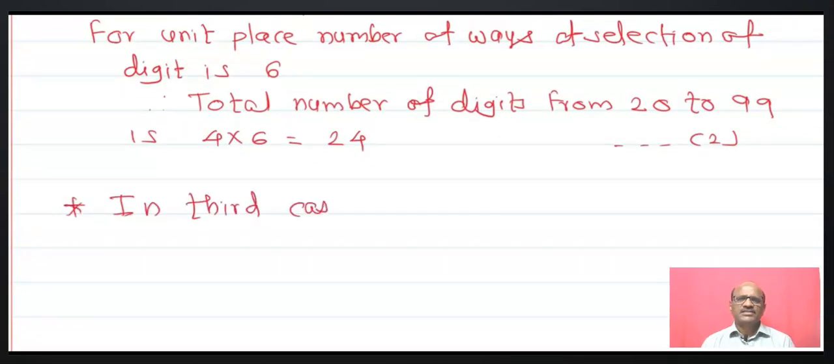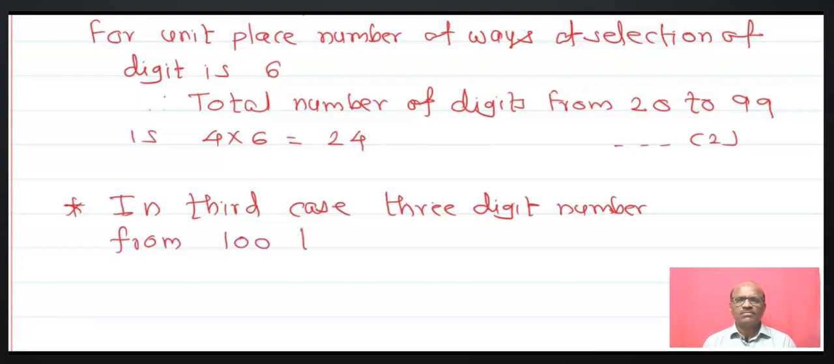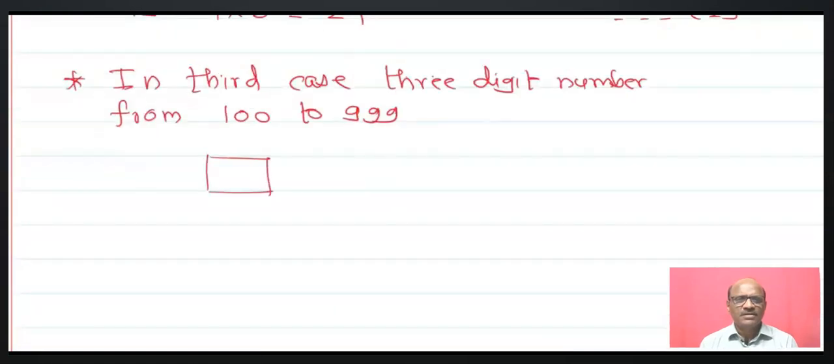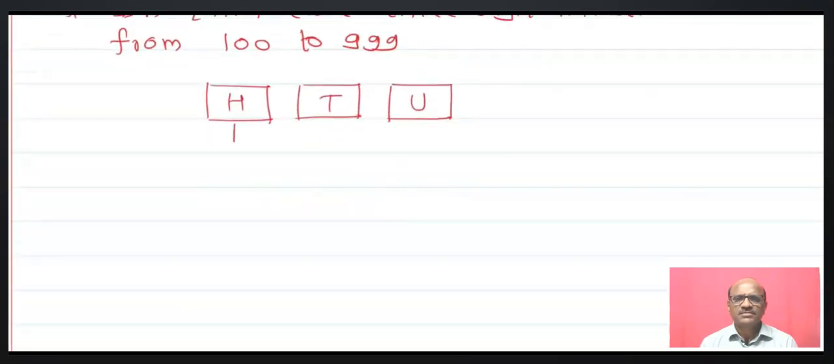And for the next, that is from 100 to 999, that is we require the digit in between 100 and 1000. That is in the third case, a 3 digit number from 100 to 999, that is hundreds place, tens place, again unit place.